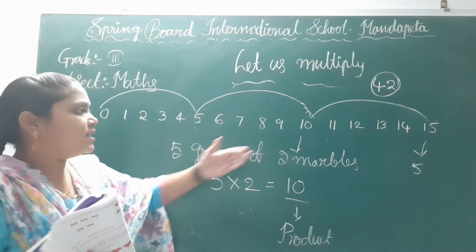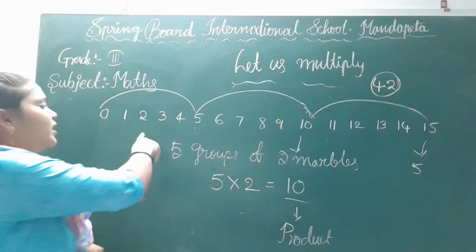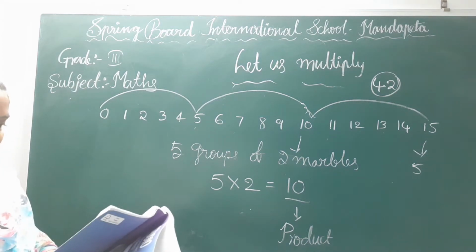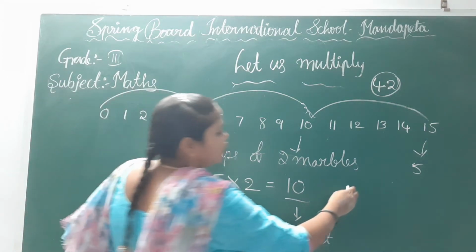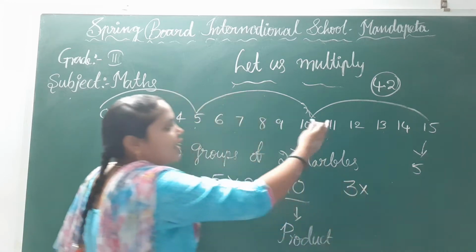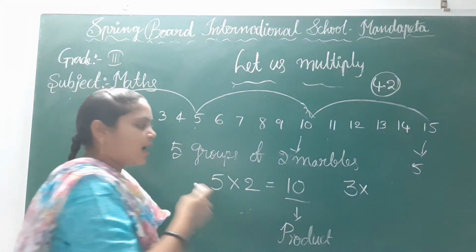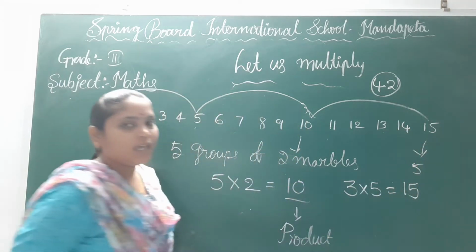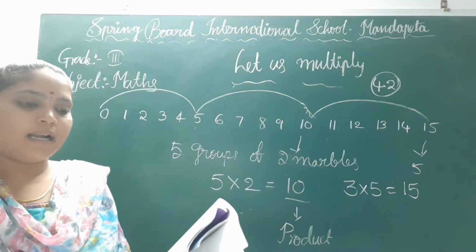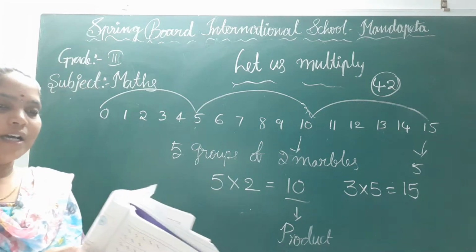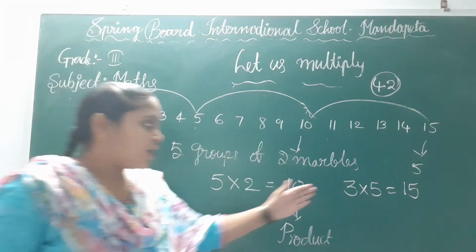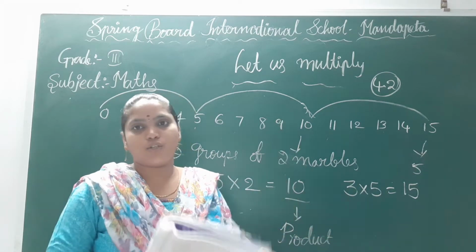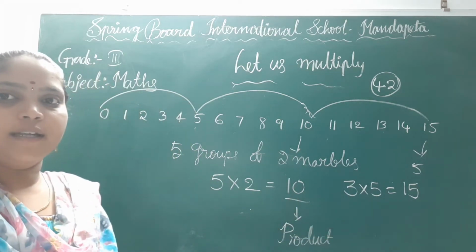So how to represent this one in multiplication? Here totally how many groups? 3 groups. Okay children, here totally 3 groups, so 3 into... and each group has how many members? 5. 3 into 5, 15. Okay, we have to represent this in multiplication like this. First we write the number of groups, then the number of objects in each group. So 3 5s are 15.